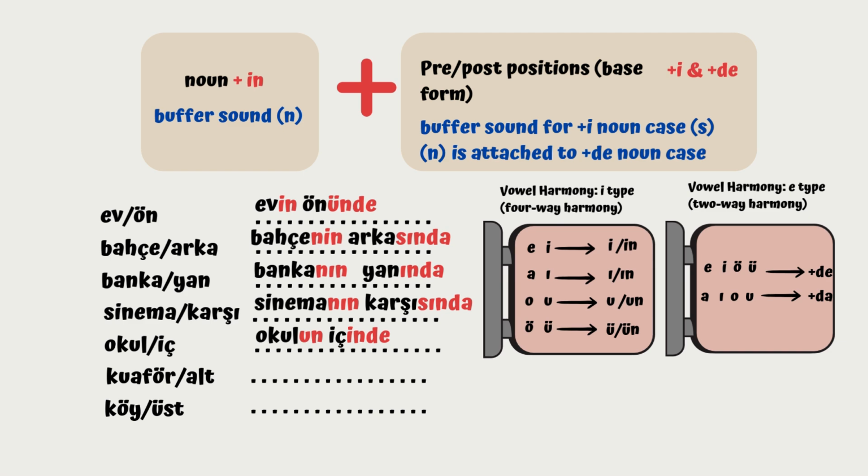Next one, kuaför, alt. Alt is below, under. Kuaför is hairdresser. So we're gonna say at the below, at the under of the hairdresser's. Kuaförün altında. Last exercise, köy, üst. Üst is top, on. Köy is village. So we're gonna say on top of the village or above the village. So köyün üstünde.